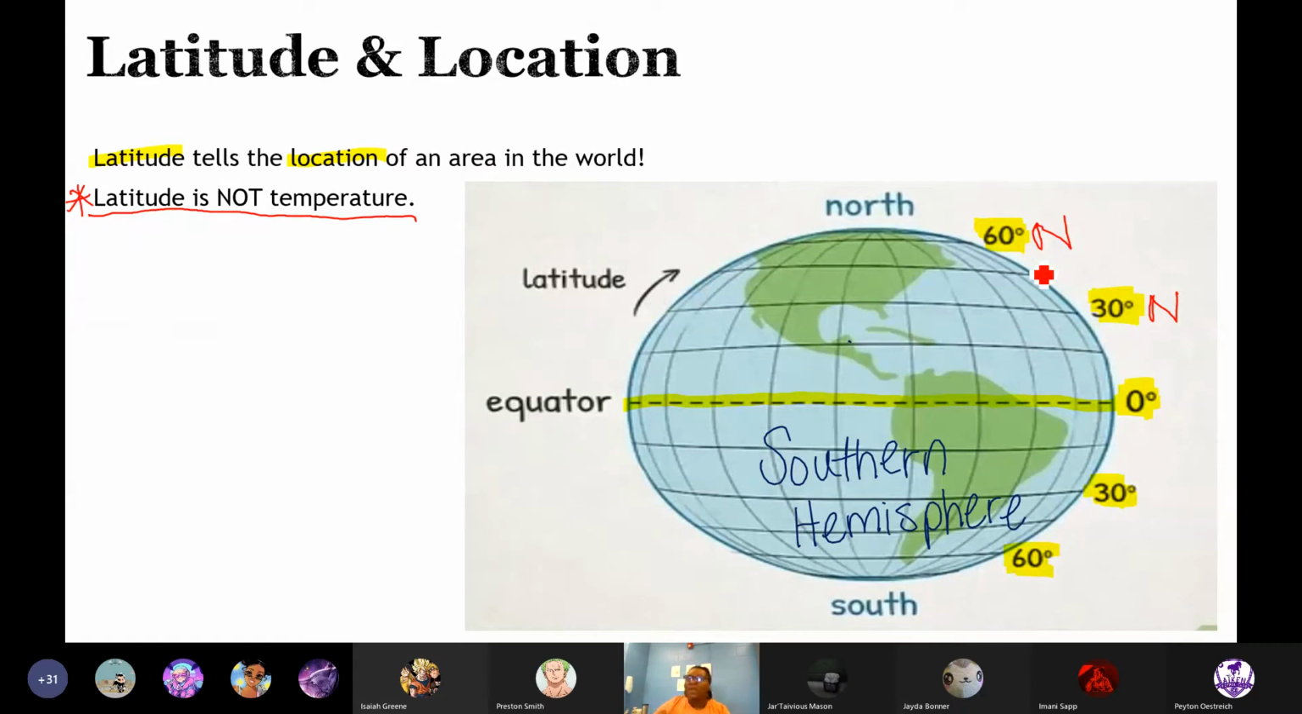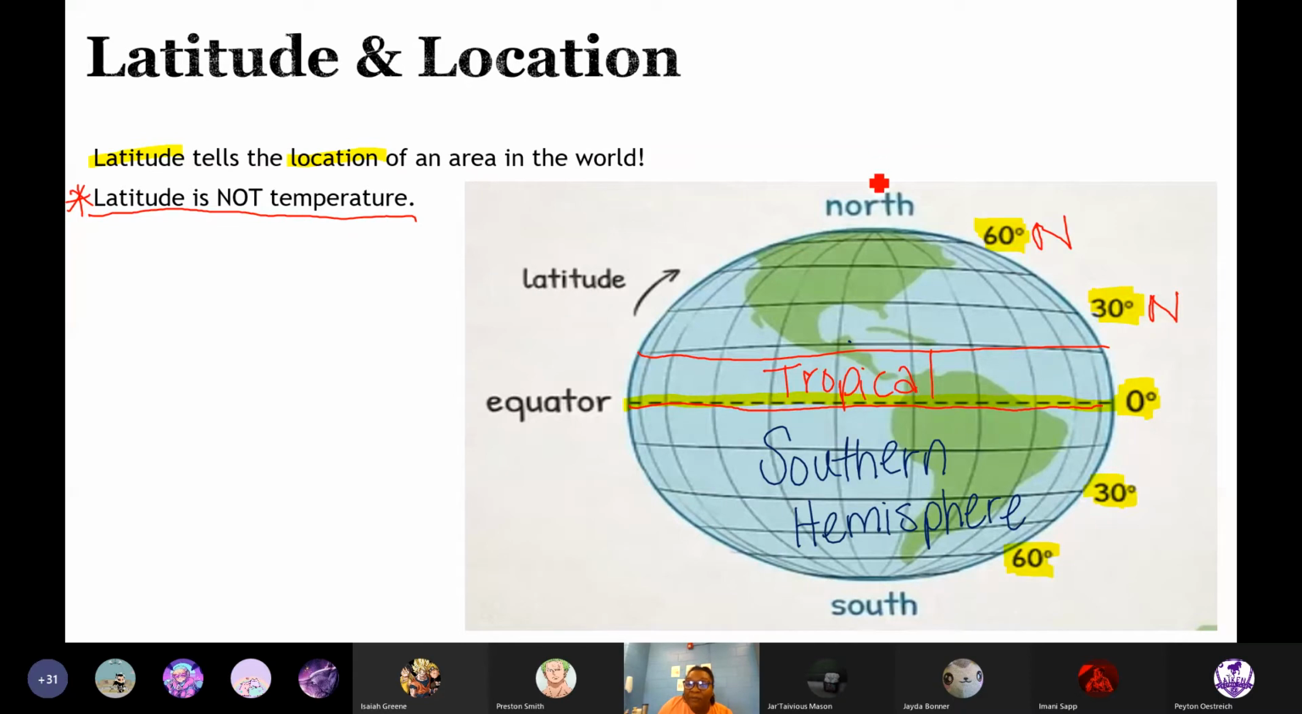Another reason we know we're talking about location is because Ms. Neville just told you that the equator was the warmest part of our world. So it wouldn't make any sense for the equator to be 0 degrees for temperature. No, it's talking about the location from our equator. The closer I am to my equator, the smaller my number will be. This is my tropical region.